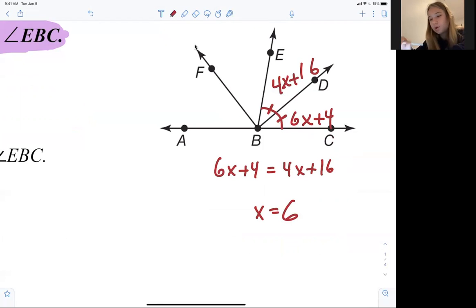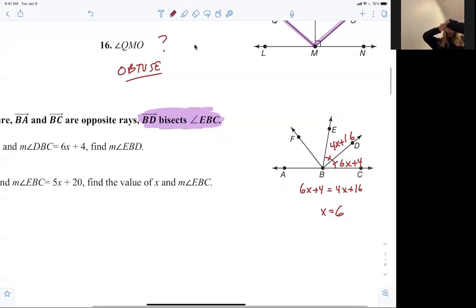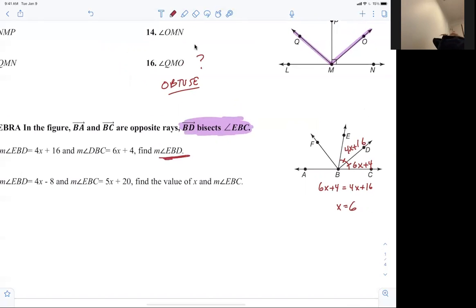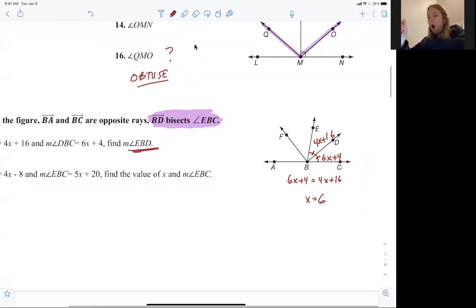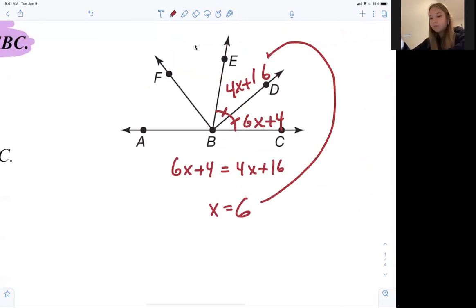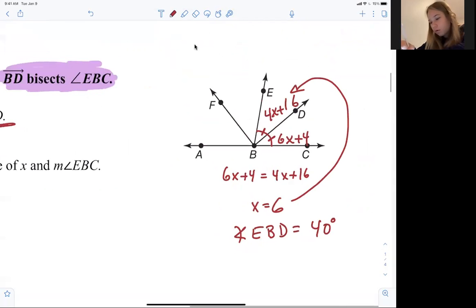If you're a little rusty, you're not sure, you can tell me. All right, so now we know x is 6. It says find the measure of EBD. So now what do we do? Plug in 6, and everybody can tell me that angle EBD is equal to how much? 40 degrees. All right, I'm happy with that.